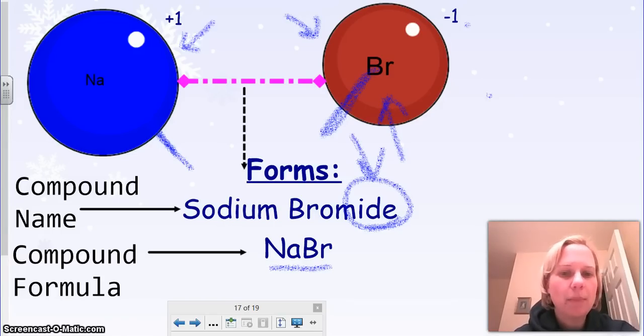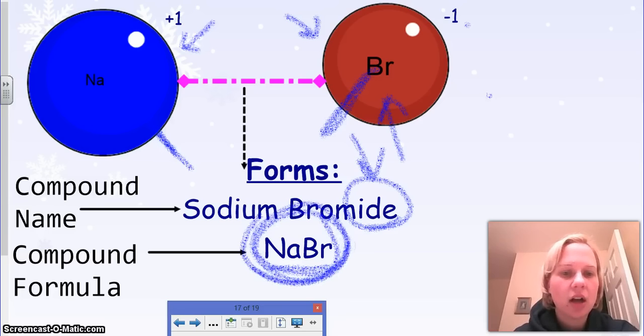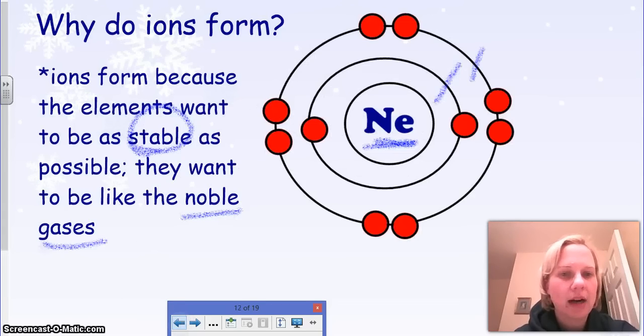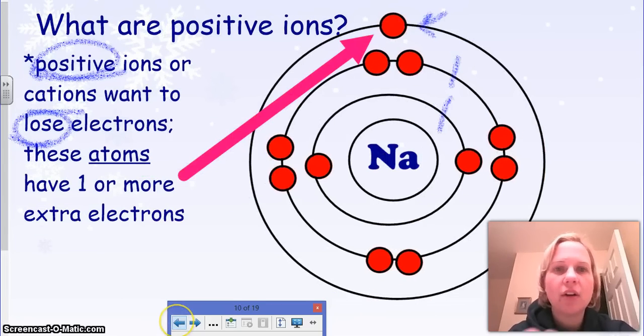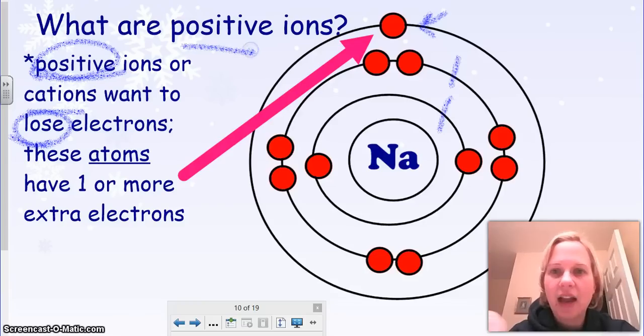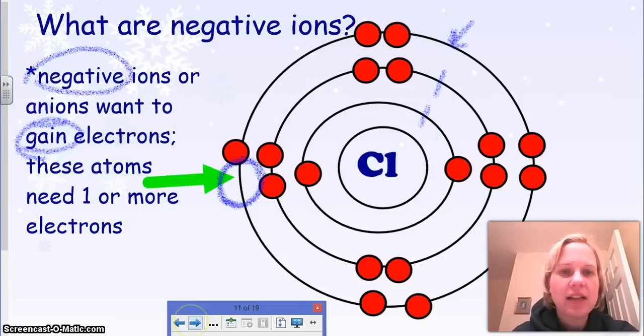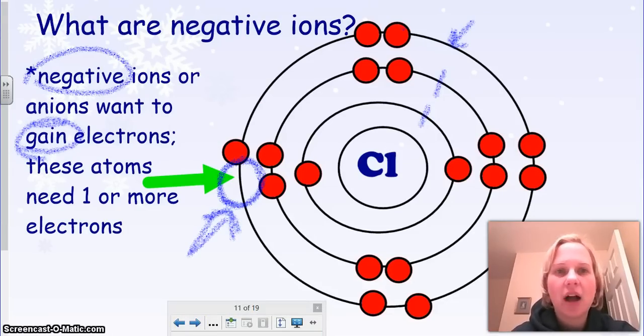So when we think about this point right here, and I'm going to skip back, I want you to go back and think of our positive ions, the fact that it has this one extra, and this negative ion who really needs to fill that spot. And when we work together, we make a compound that's stable and happy.